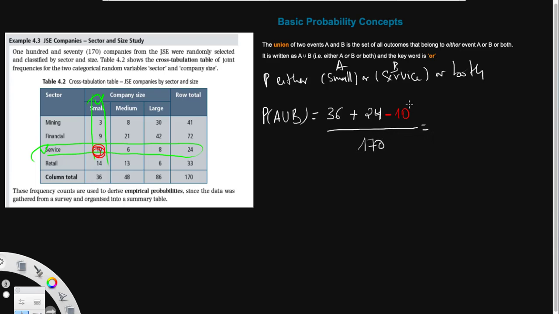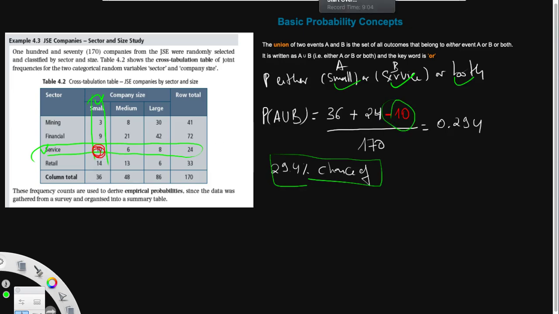So if you take your calculator and you perform this, you should get 0.294. Therefore, we have a 29.4% chance of finding a company that is either small, or in the service sector, or both. So this is how you work out a union. Always remember to remove the intersection, otherwise you're going to double count.